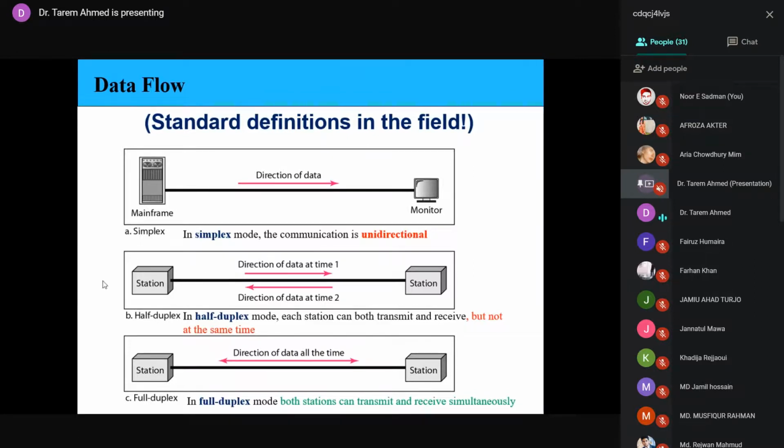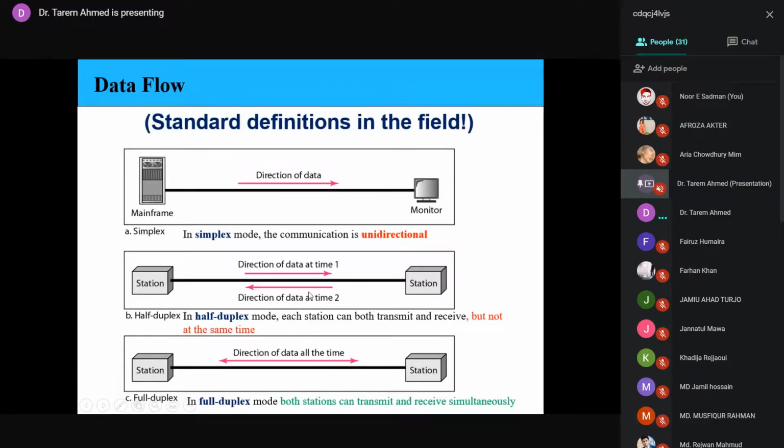This is once again we saw unicast, multicast, and broadcast as the standard definition of the type of transmission. This is again a standard definition in the field. There are three ways of transmitting: simplex, half duplex, and full duplex. Simplex means the transmission is unidirectional. The example of this is your home television, your home radio. The tower transmits to you, you cannot talk back.